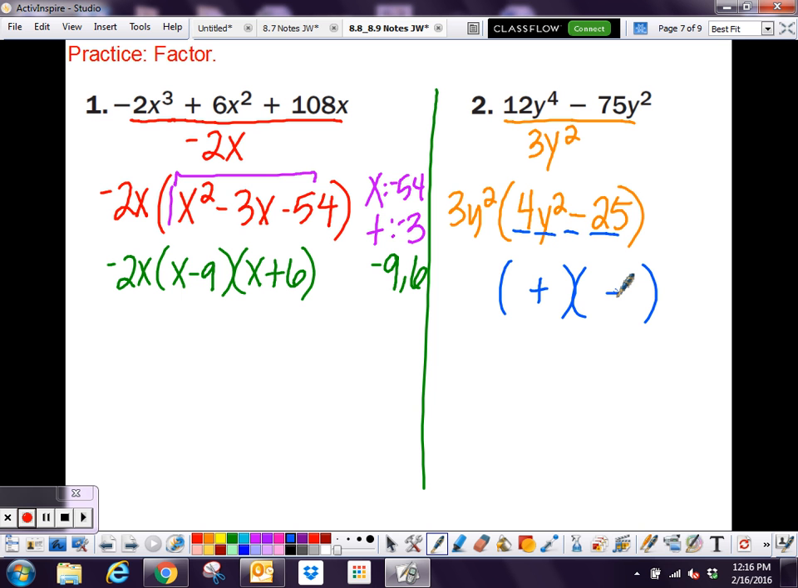What times itself gets me 4? 2. What times itself gets me y squared? Y. What times itself gets me 25? 5. And then don't forget about that 3y squared that we took out from the very beginning. Okay, so technically we do have 3 different factors here.